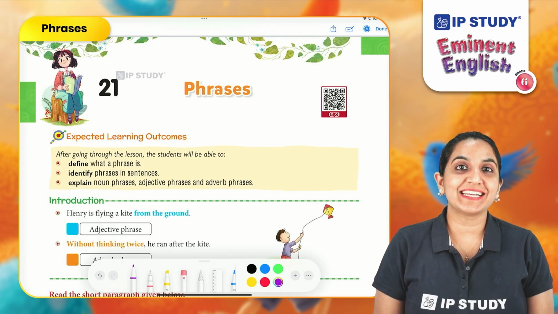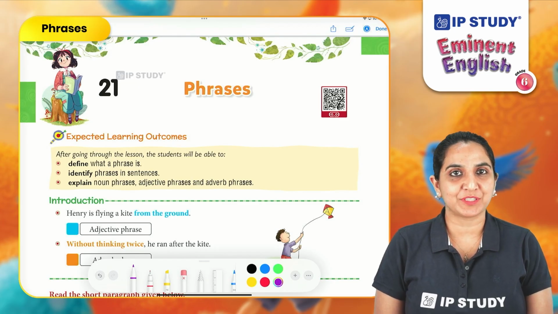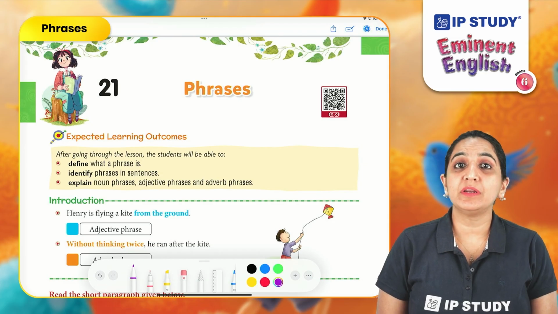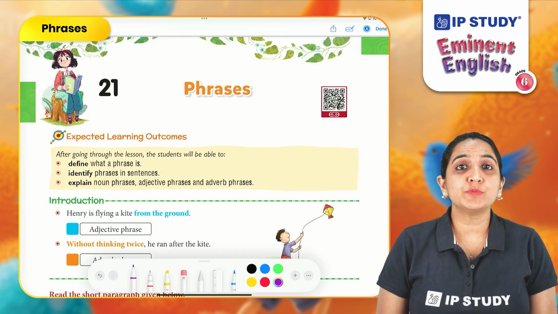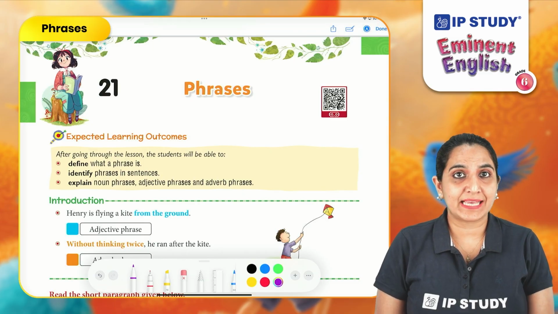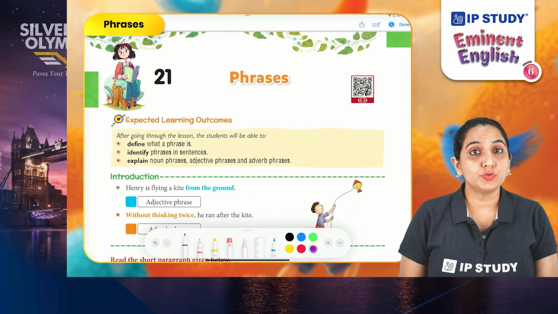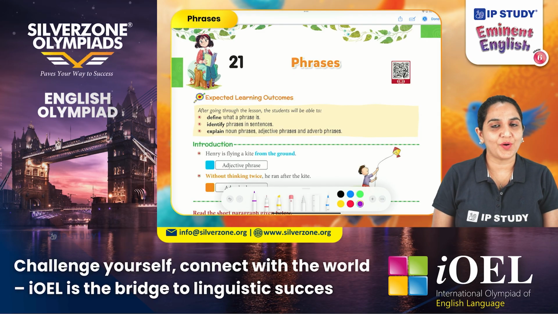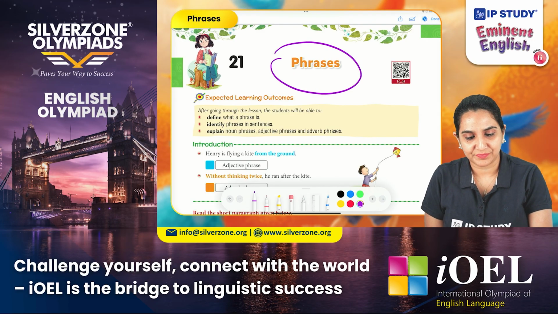Today we will discuss the 21st chapter of Grade 6 English Grammar. And we will learn about a group of words which makes complete sense but does not make a complete sentence. They are called phrases.